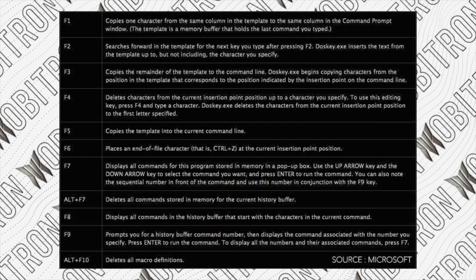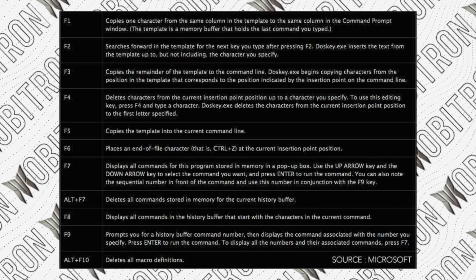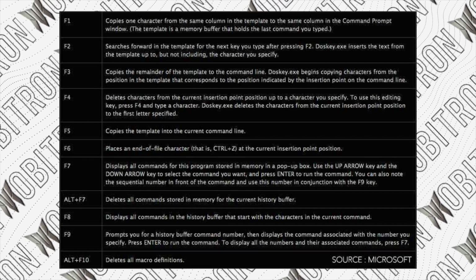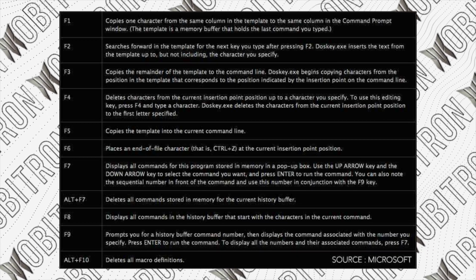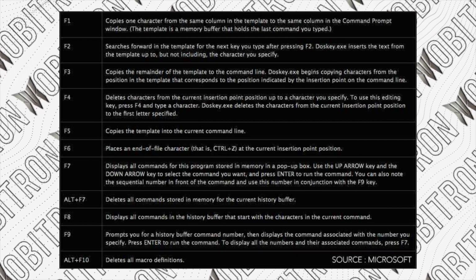The second most useful command trick is to use function keys. There are lots of these keys that can improve your command experience. Here's the list. Like you can copy the template into the current command line by pressing the F5 key. You can delete all commands stored in memory for the current history buffer by Alt F7, and many more like that.